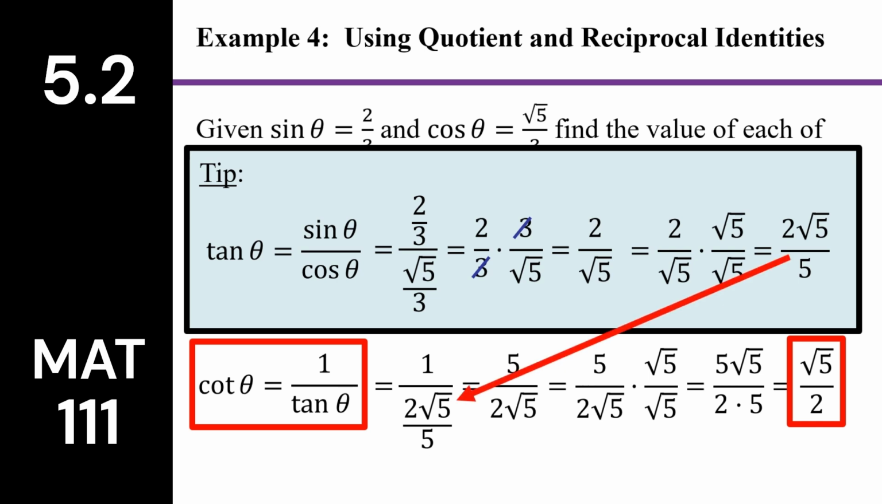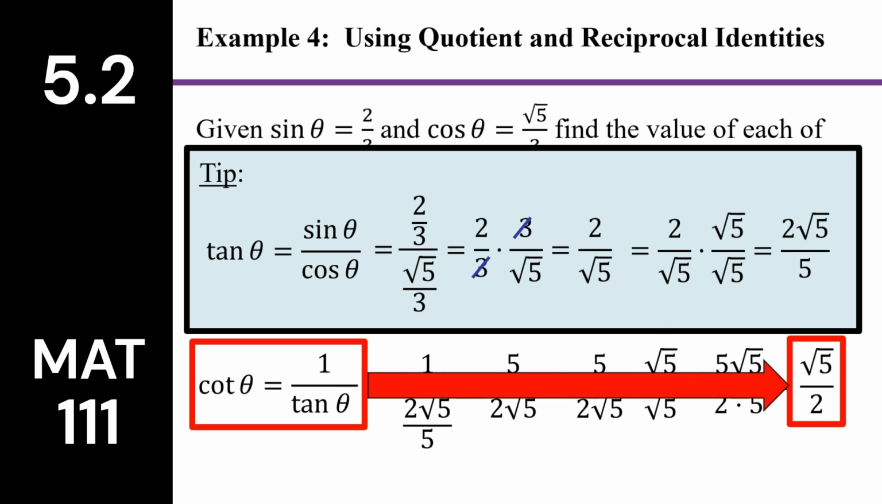So what we did, which was logical, we took the 2 radical 5 over 5 and we put it down there, which is the same as just flipping this value and putting the 5 on top and the 2 radical 5 on the bottom. But actually, both of these strategies are inefficient. There's a way to go directly to this answer based on the work we did for tangent.